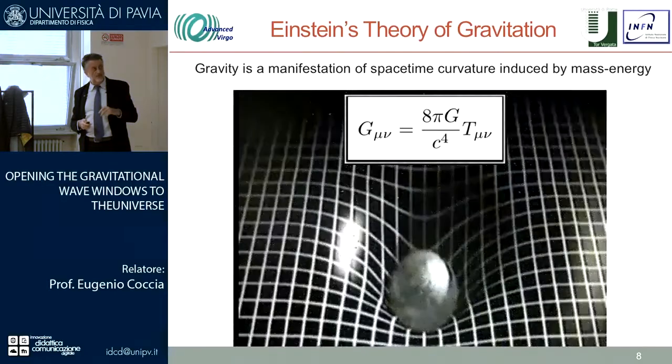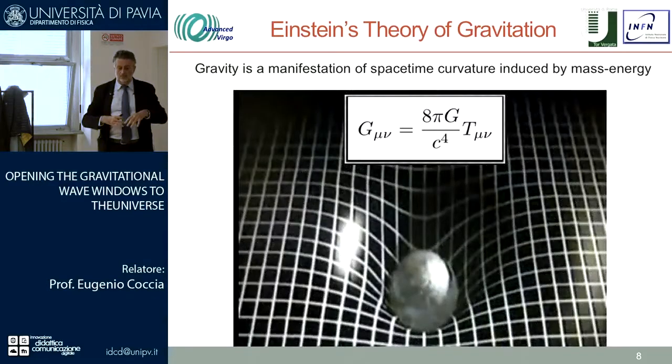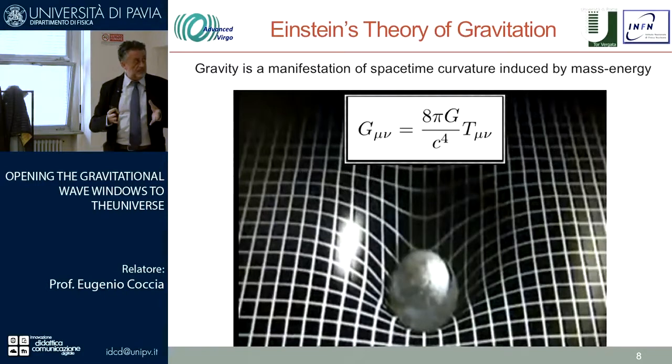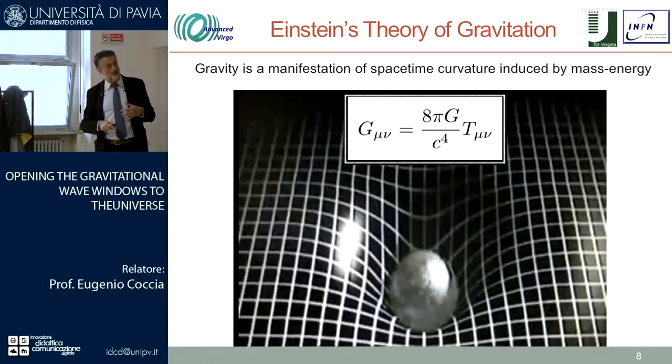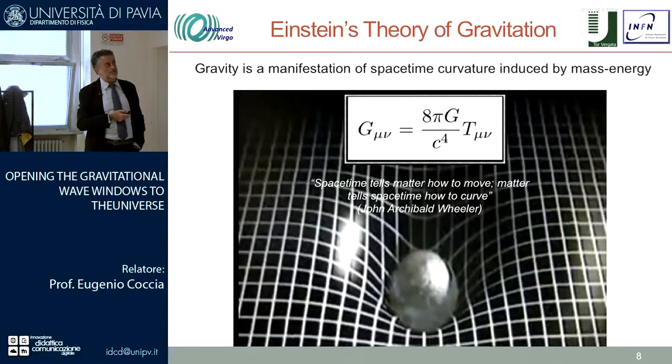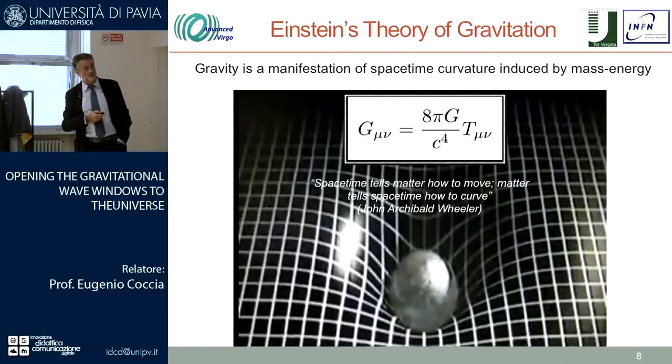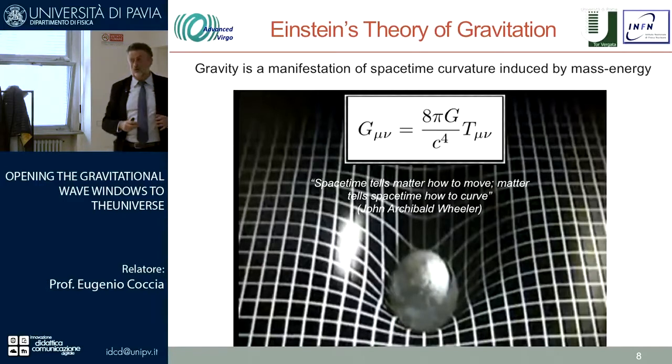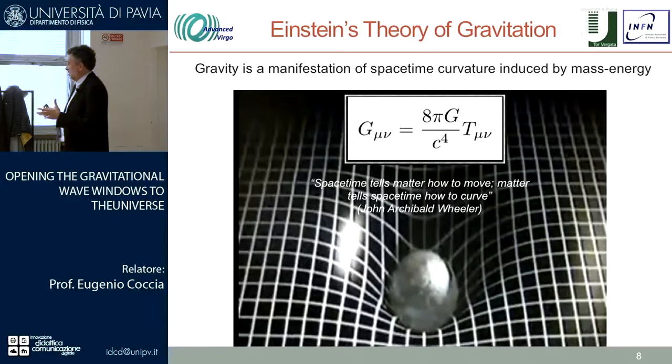I mean, the presence of a mass deforms the space-time around, and if you put a small mass here, it goes around this one, not because of the presence of a force, but because of the deformation of the space-time around. In a very synthetic way, as John Archibald Wheeler said, space-time tells matter how to move, matter tells space-time how to curve. This is the equation of Einstein in a very compact form, and it's quite difficult to understand.